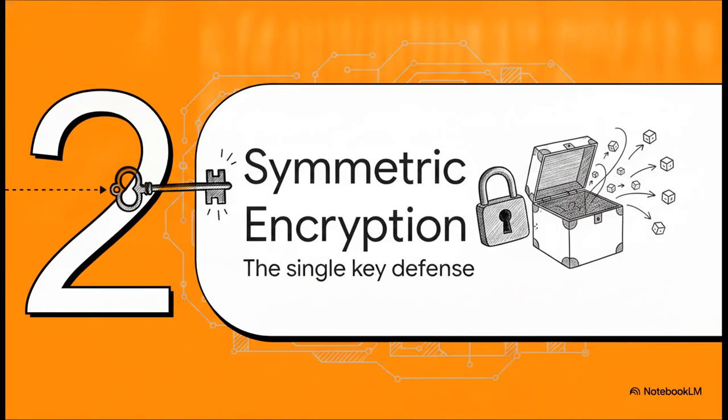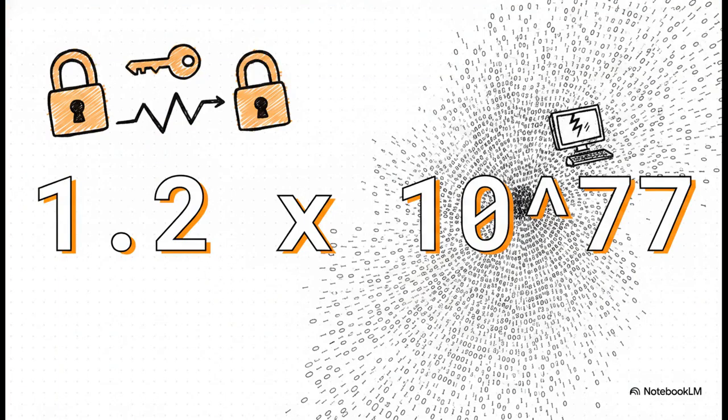Okay, let's move into Section 2, Symmetric Encryption Explained, which is basically our single key defense. Now, what's really interesting here is the sheer scale of the math. Symmetric encryption relies on a single encryption key. The exact same key used by the sender to lock the message is used by the receiver to unlock it. Back in the day, a simple shift cipher might just move letters a few spots down the alphabet, which a modern computer could crack in milliseconds.